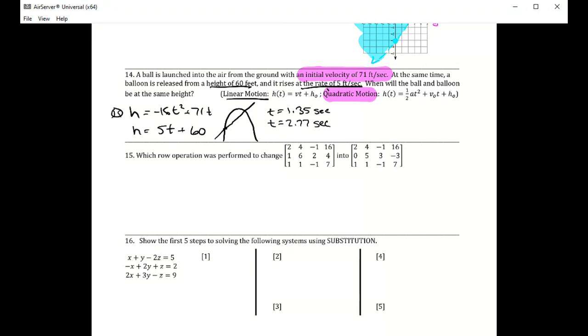All right. Number 15. What row operation was performed to change our matrix into our other matrix? So if we look, nothing happened to row 1, nothing happened to row 3. Row 2 is where it's at. Really, you only have 2 options. You either, well, you have 3. We couldn't have had multiplication going on by itself because we have this 0. We got rid of a number. So we had to have some form of addition with another row.